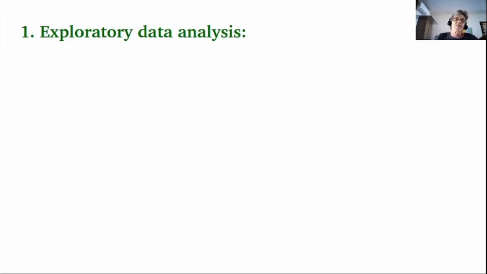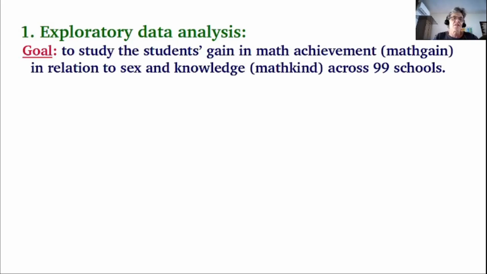Let's motivate the analysis first. So the goal is to study the students' gain in math achievement. The response variable is going to be called math gain in relation to sex and the background knowledge of young students in the kindergarten across 99 schools. Therefore, we have a numerical response variable, math gain, a categorical explanatory variable, sex, and another numerical explanatory variable, math kind. And we have the 99 schools.